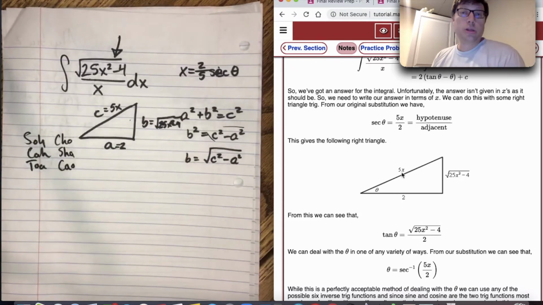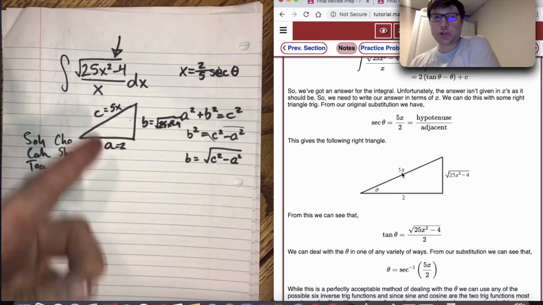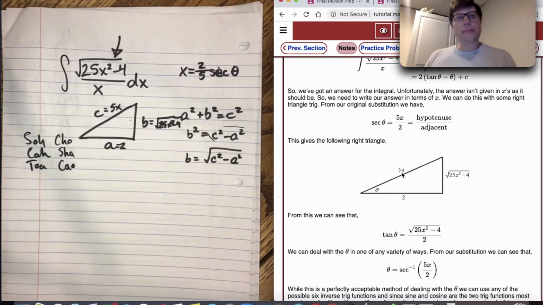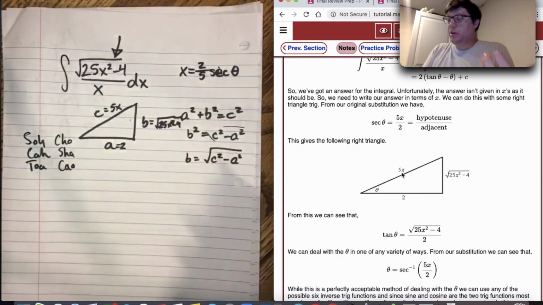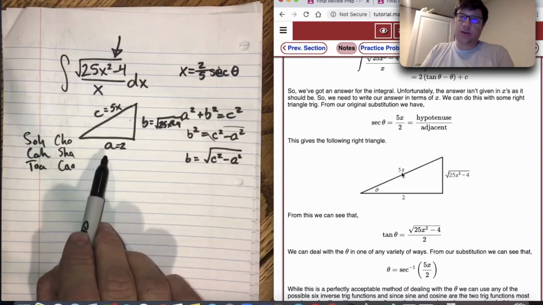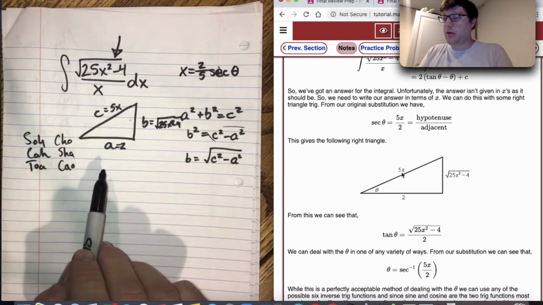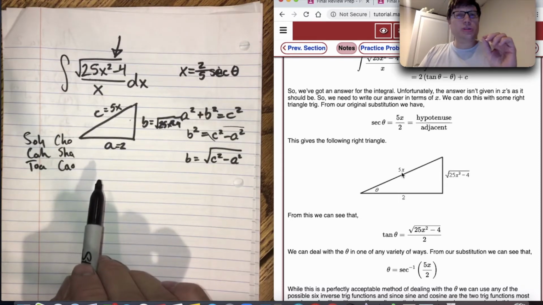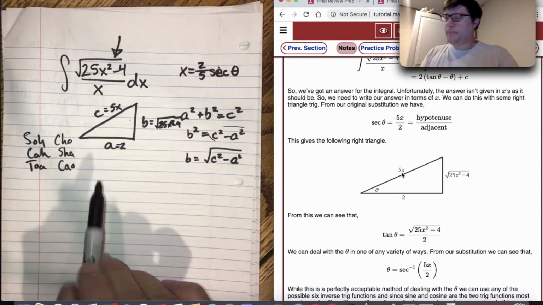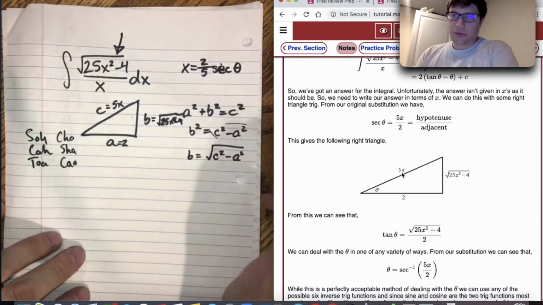So SOH-CAH-TOA really does mean that secant, I'm focused on secant because of the use of non-square roots in this triangle. Secant is hypotenuse over adjacent side. So I don't even know why I put A as 2. I don't have a good answer for that, so I'm just going to let it be for right now. But maybe if I focus on secant, it's going to be a positive.